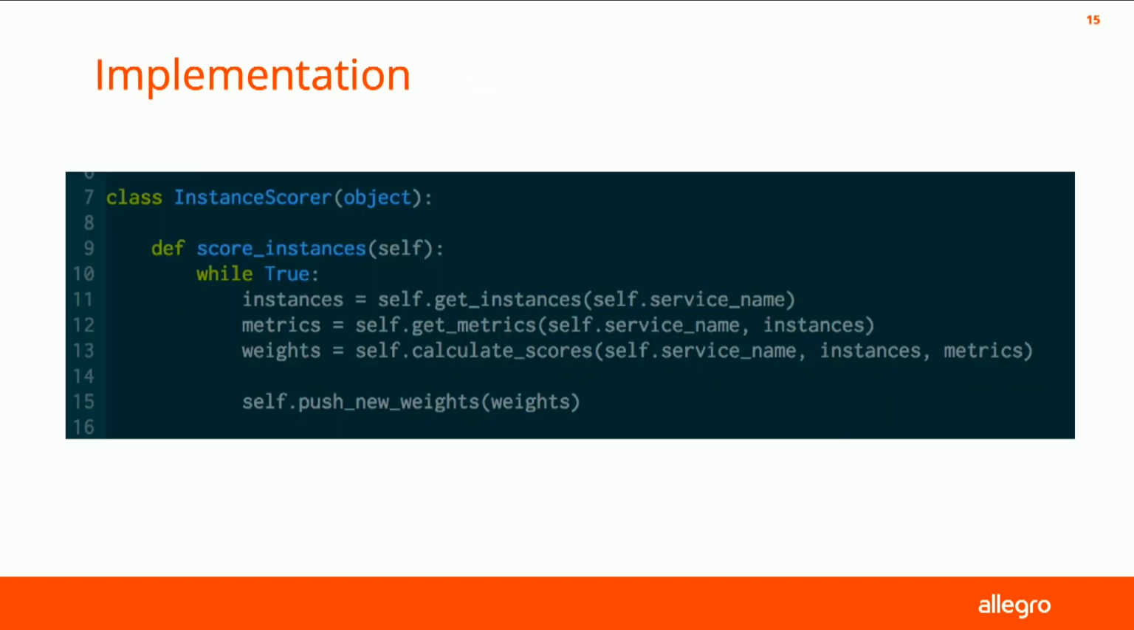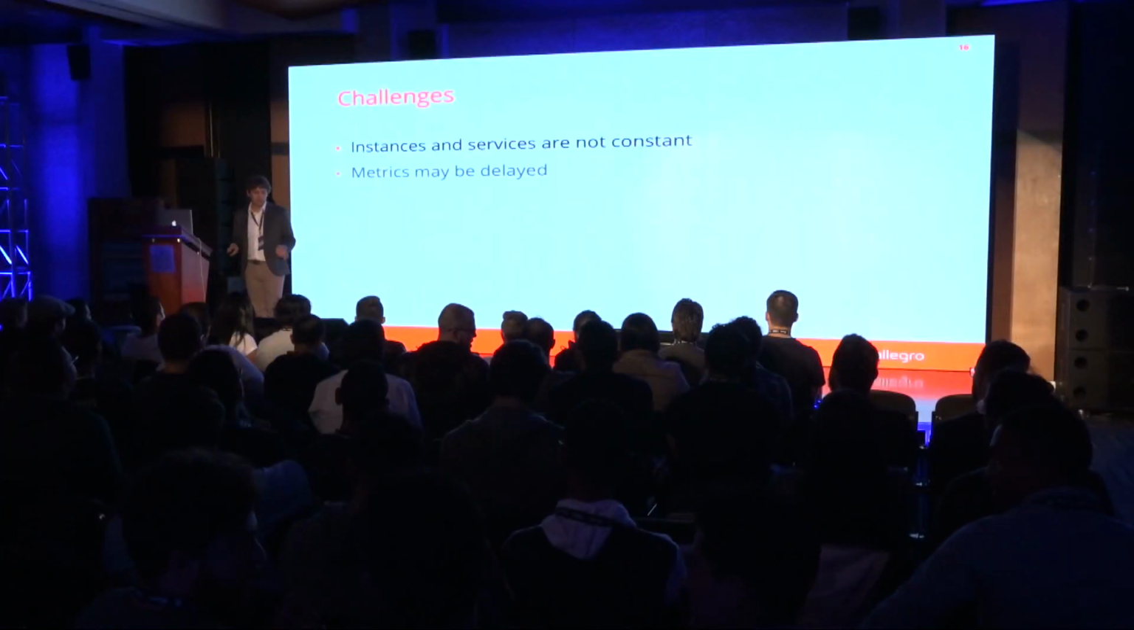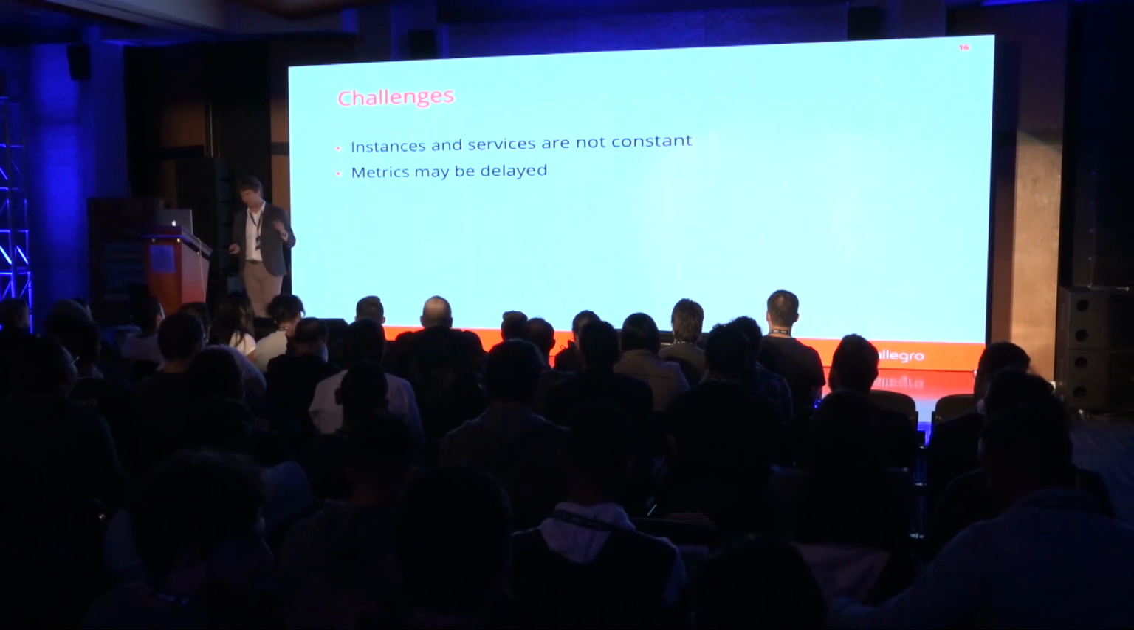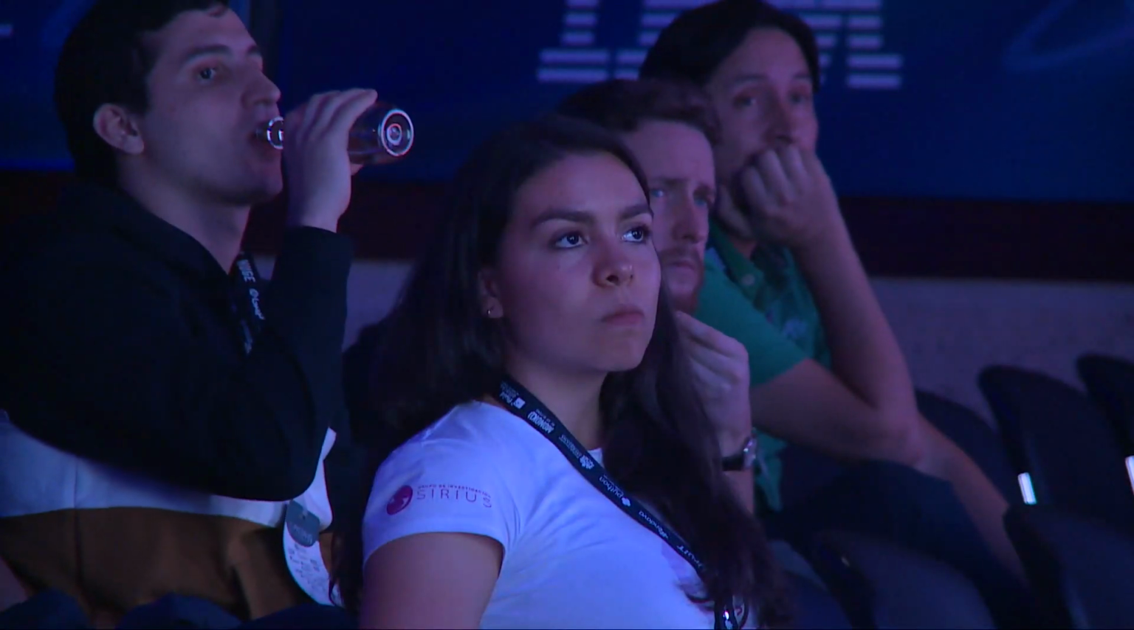So it would be that simple, and the presentation would be over at this point: get instances, get metrics, calculate weights, and push them in an infinite loop. But it was not that simple, of course, because instances and services are not constant in a modern environment. You can never assume that there is a service that is running all the time. You can never assume that the service has a constant number of instances. That changes. Metrics may, and most likely will, be delayed. No metering service is giving you metrics in real time.